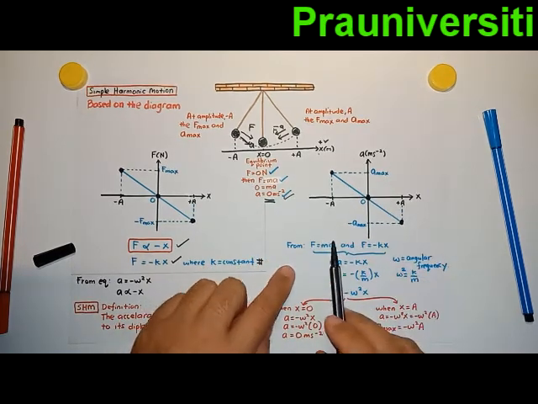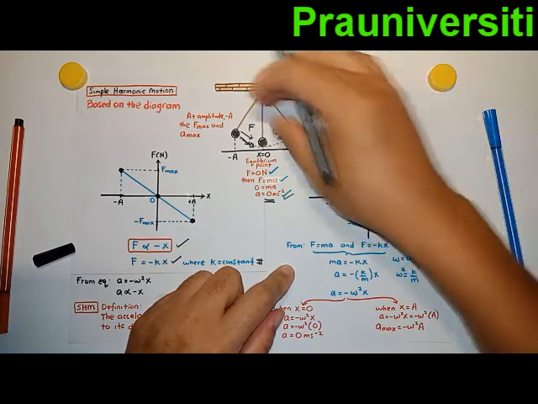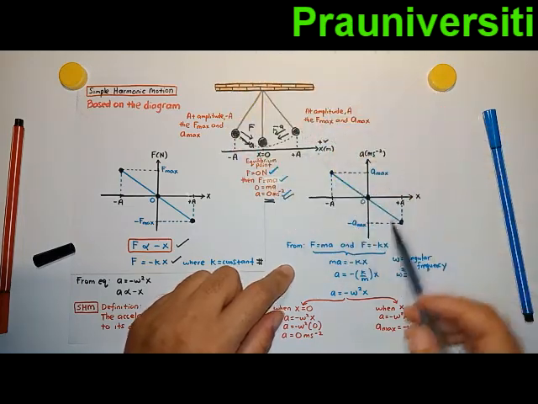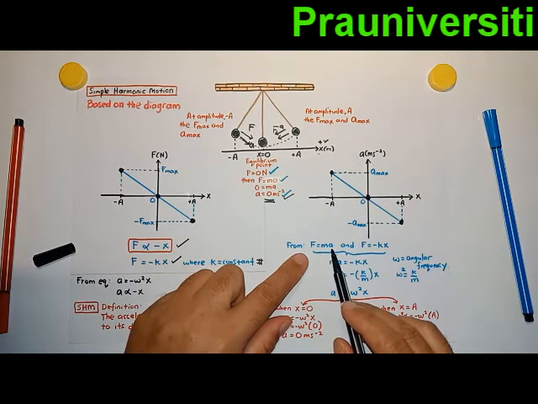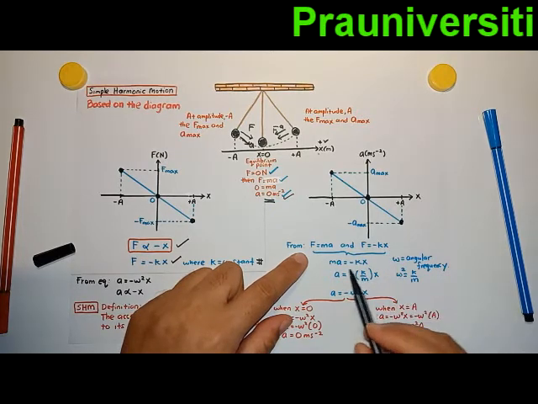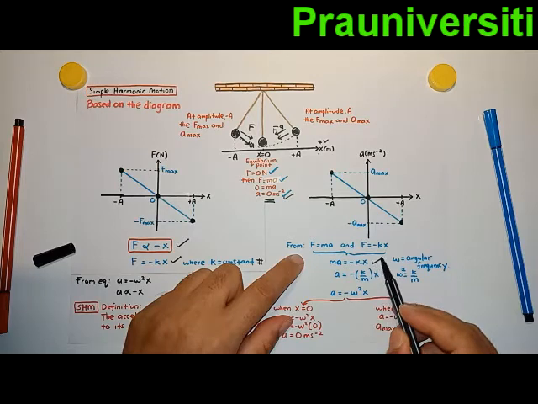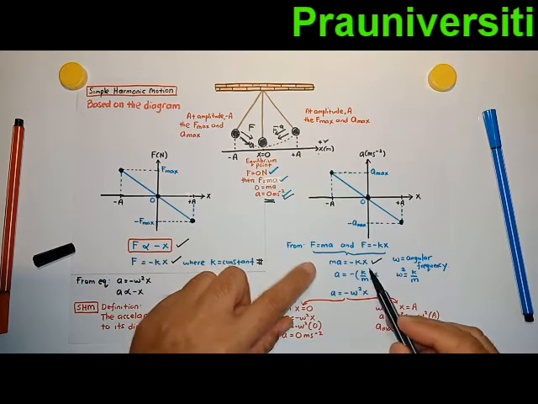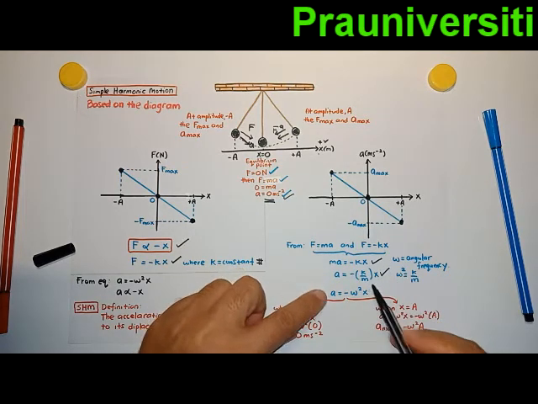Okay, so I hope we understand the graph relative to this animation. And then we go for the mathematics. From F is equal to ma and F is equal to negative kx, from Newton's second law, we have this equation. Then we continue, we rearrange the equation, and then we have this equation.